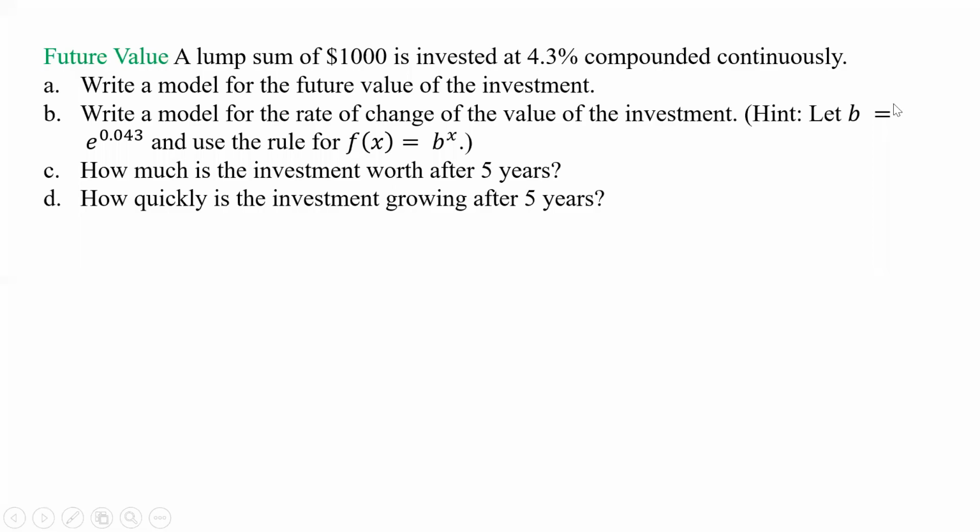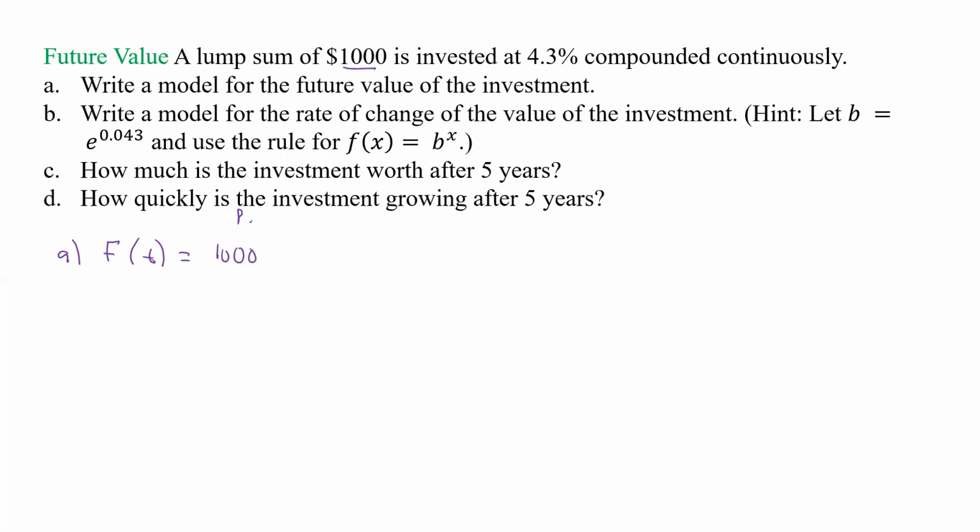All right, so future value. A lump sum of $1,000 is invested at 4.3% compounded continuously. So that's sort of like the one we had earlier, but now we actually have to write the model. Let's call our model, we want the future value at time t. I'm probably going to end up changing it to x, but that's okay. And here again, we only invested 1,000, so it's going to be 1,000.